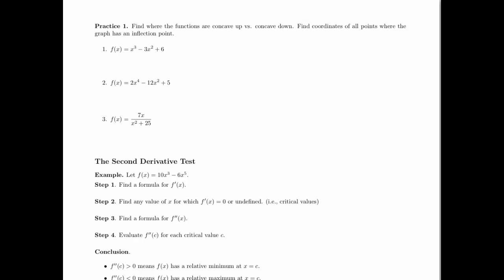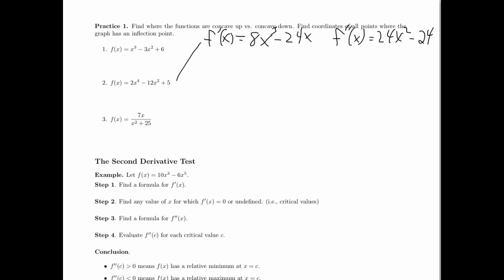So in the second problem, again, we go through the same process. We need our first and second derivatives, so I'll just use the space I have. The first derivative here is 8x cubed minus 24x, which means that the second derivative is 24x squared minus 24.